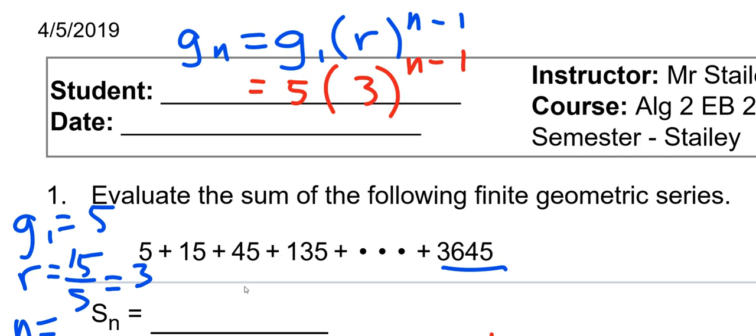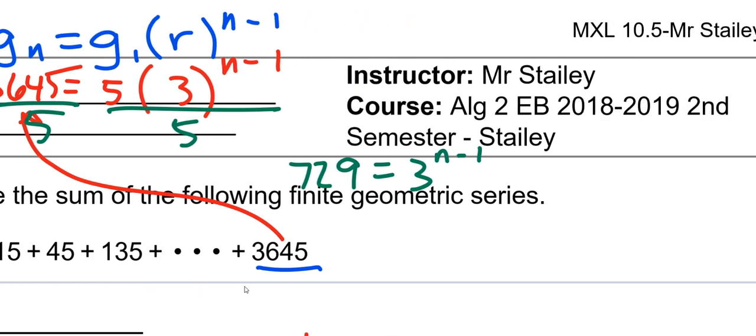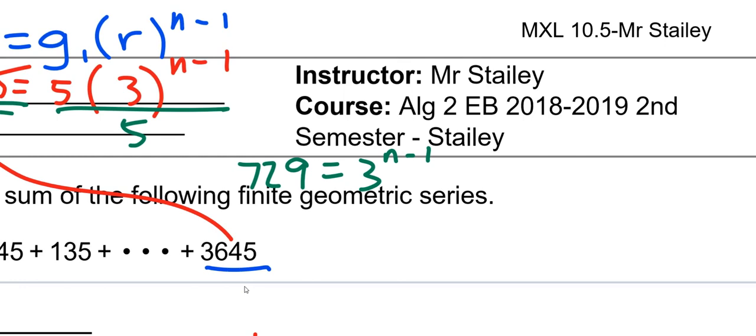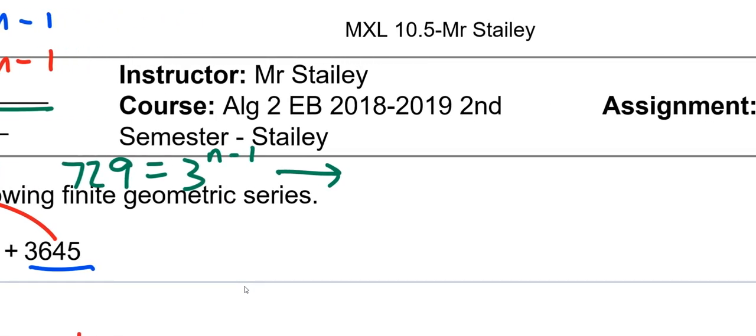Okay, we do not know what n is. We're taking this and putting it right there. 3645. That's an excellent first move, division by 5. What is 3645 divided by 5? That is 729 equals 3 to the n minus 1. You cannot divide by 3. You cannot subtract 3. Folks, we don't know what n is. Therefore, don't try to tell me we should take a square root or a cube root. We can't do any of that. We can, however, do something else. When we have it in exponential form and we can't solve it, what do we change it to?